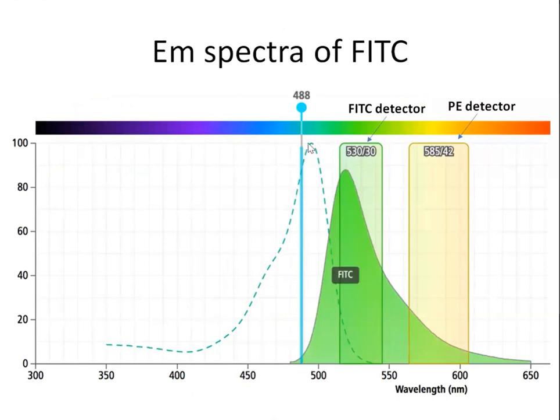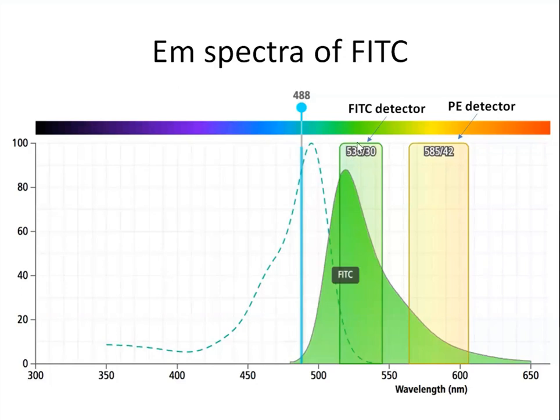The dotted one is the excitation spectrum, and this is the excitation maximum. Normally we excite FITC and PE both with the blue laser, which gives light at 488 nanometer. Once it is excited, the emission spectrum for FITC is from 490 to 650 nanometer, whereas the emission maximum is around 520 or 530. And you have a specific detector with a bandpass filter of 530 plus or minus 30.